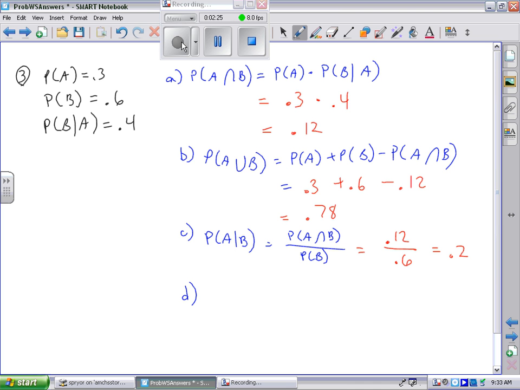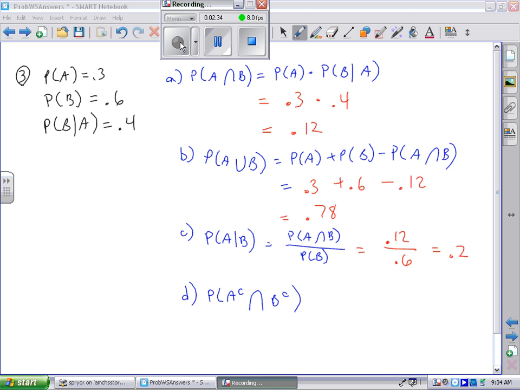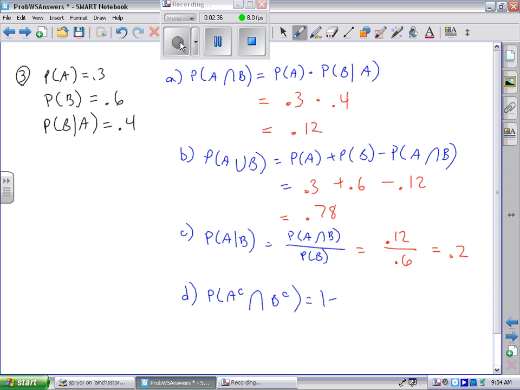Finally, part D says, what's the probability it's not A and it's not B? This is actually the complement of A or B. And I know from part B of this question, A or B was 78%. So the complement of that is 22%.